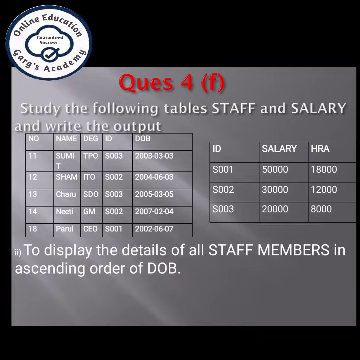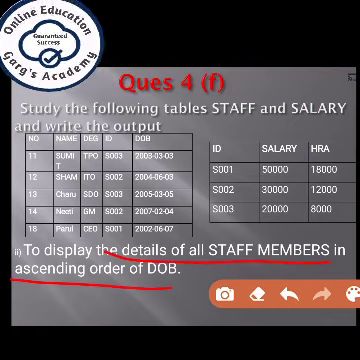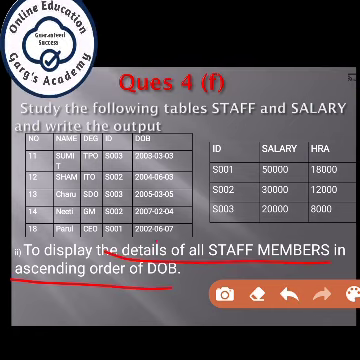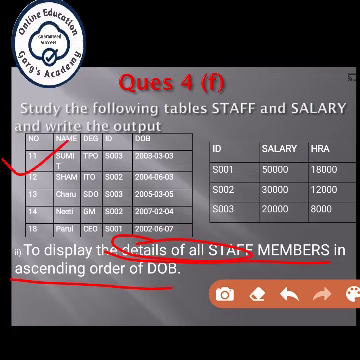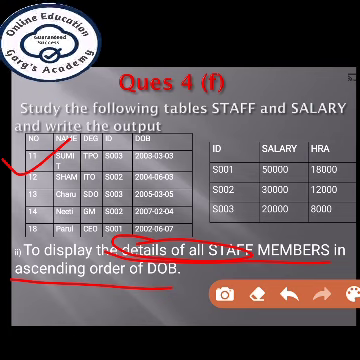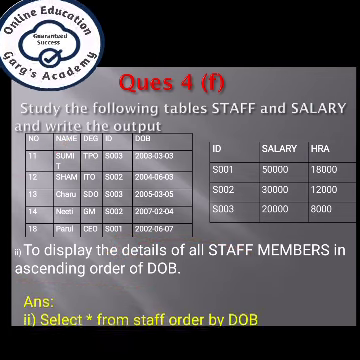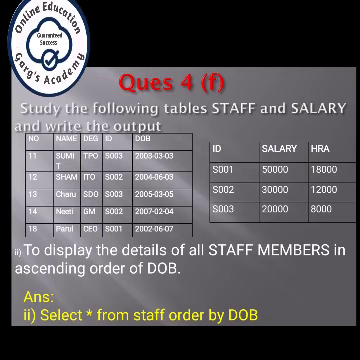Next question, to display the details of all staff members in ascending order of DOB. Here it says details of all staff members, means from the staff table you have to write all the columns. For all the columns you will write SELECT *. So SELECT * FROM staff and then ORDER BY DOB, simple.